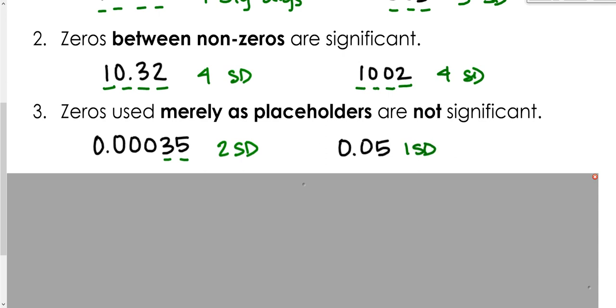Now, quick side note, remember that if you have like 1.05, you have, based on rule number 2, sig digs on either end, so the one in the middle would count. So that would be 3 sig digs. So that's still based on this rule.